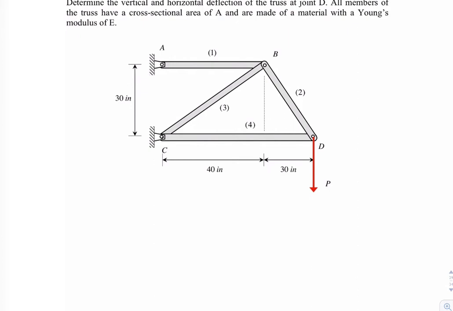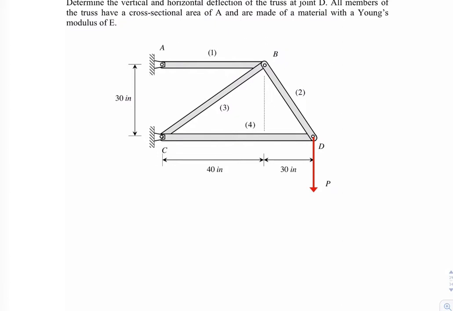In this problem, we're asked to look at a truss which is made up of members 1, 2, 3, and 4. There is a point load P acting downward at joint D. And what we want to know is, as a result of that, what is the vertical deflection and what's the horizontal deflection of joint D?